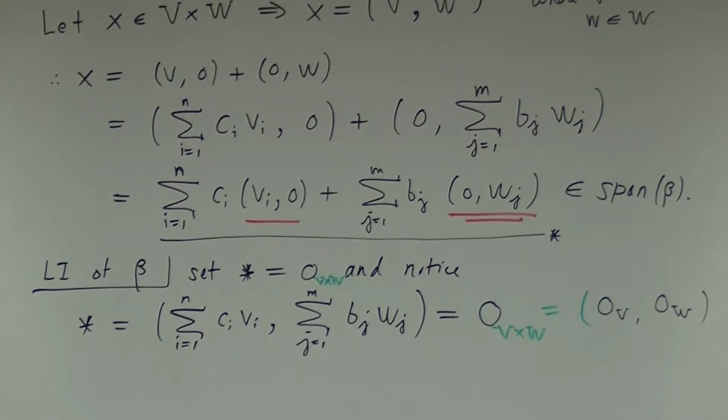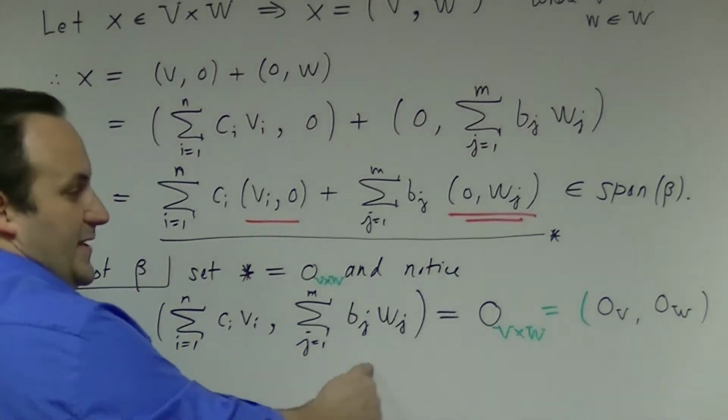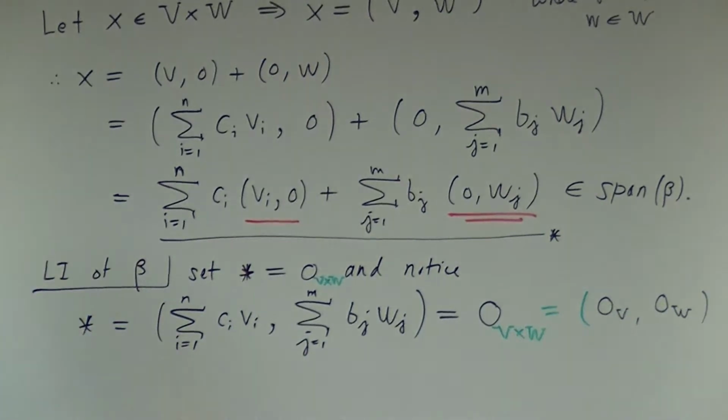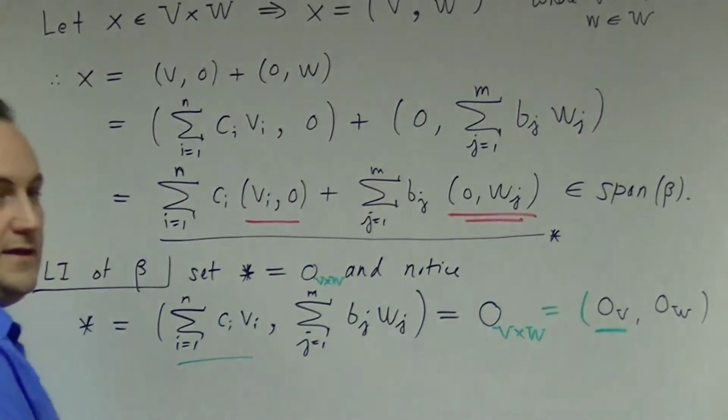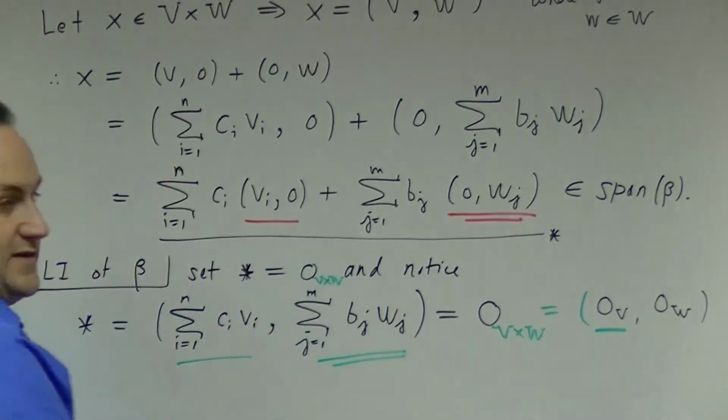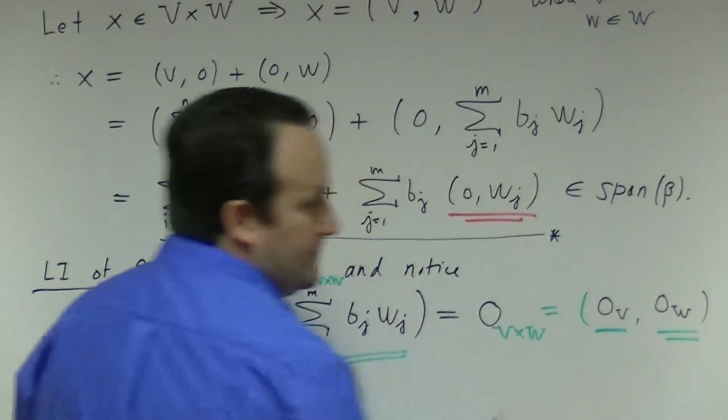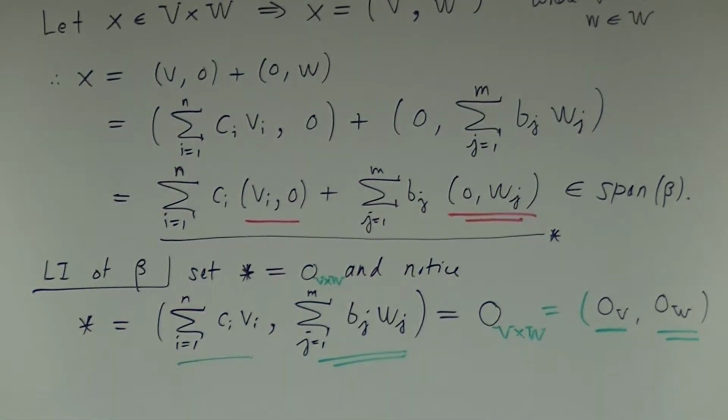So when I have a pair, something comma something equals something comma something, by the very construction of the Cartesian product, I get to equate the first slot and the second slot, right? So this has to be equal to that, and this must be equal to that, by the very construction of V cross W. So therefore what?